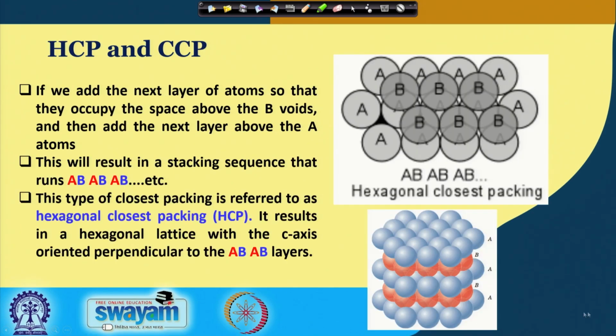If you see, there are two types of arrangement, one is called the hexagonal closest packing, another is cubic closest packing. Now if we add the next layer of atoms, so let us see that there is a single layer of atoms called A, and then we put another layer of atoms so that they occupy the space above the B voids, and then we add a next layer above the A atoms. So there will be a repeating layer called AB, just like this. And this type of packing is known as the HCP or hexagonal closest packing. It results in a hexagonal lattice with the C axis oriented perpendicular to the AB layers.